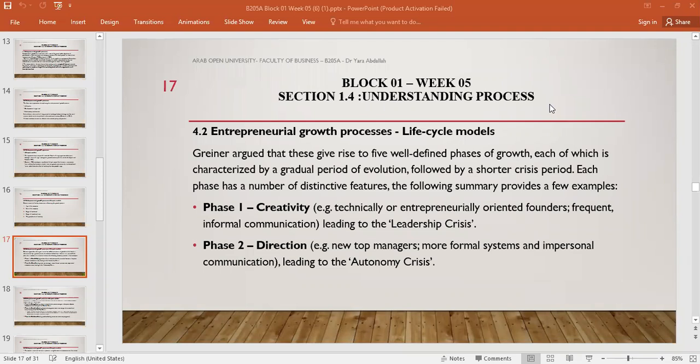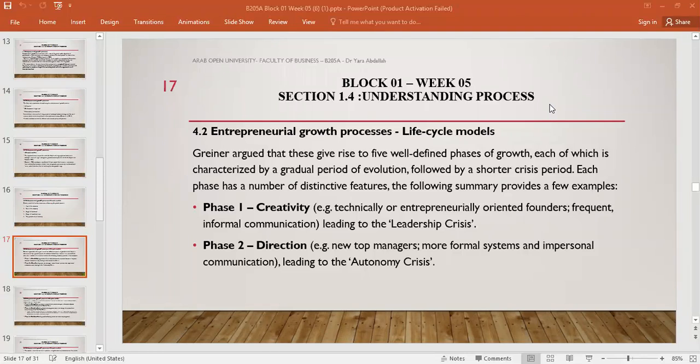This is a formal stage. Because if you'd like to direct someone, you should have rules. You should let the others be responsible for certain things. This is why each one should depend on him or herself and try to feel that they are responsible. What is the problem here? The problem here is the autonomy crisis.